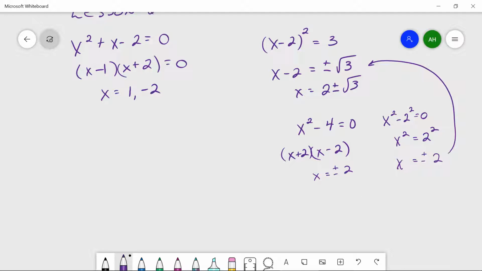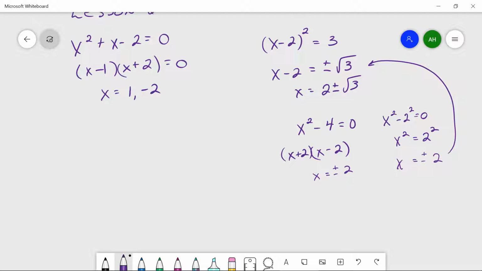All right, the square root of this x minus 2 squared is just x minus 2. The square root of 3 is the square root of 3, but then it's going to be positive and negative, and this is where we see where that positive or negative comes from. Okay, just to go back and reiterate that.